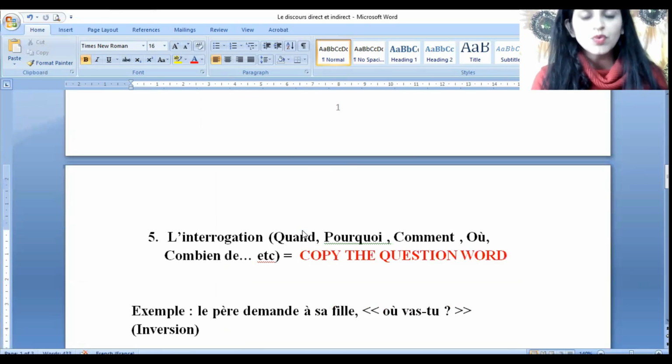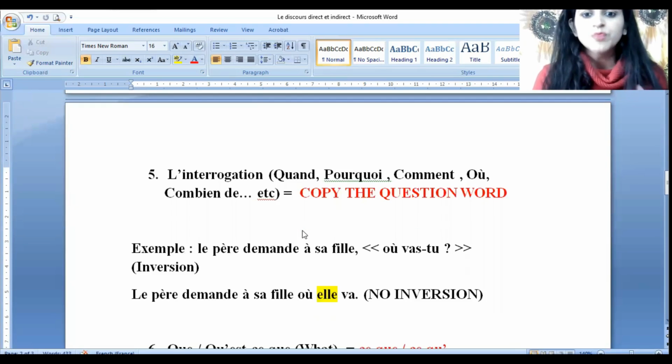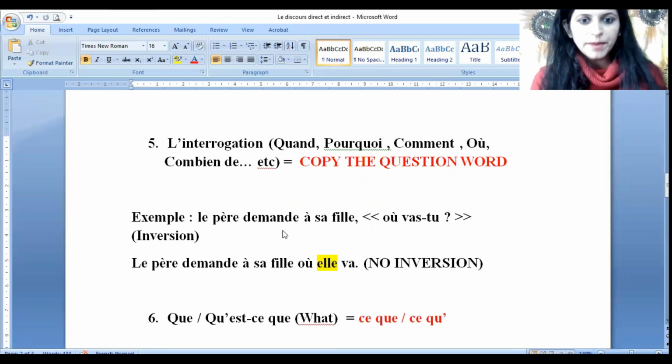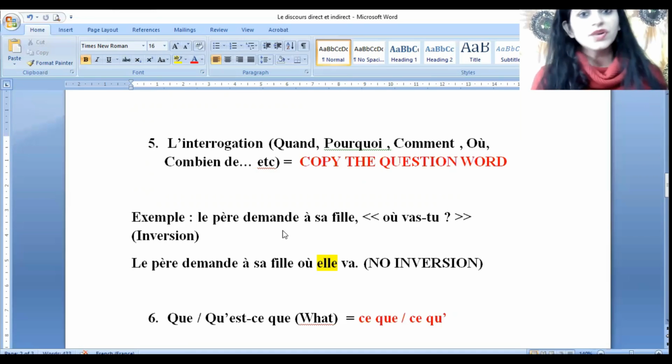Now in the next point, we move on to interrogation, question words. Question words, it can be any question word, quand, pourquoi, comment, où, combien de. What do we do in that case? We just copy the question word, okay? So let's see, for example, le père demande à sa fille, où vas-tu? The father is asking his daughter, where are you going? The same thing I want to narrate now. The father is asking his daughter, where is she going? Excellent, très bien.